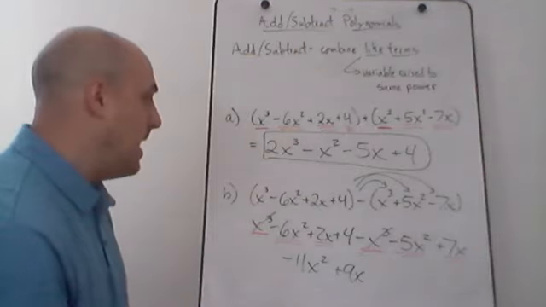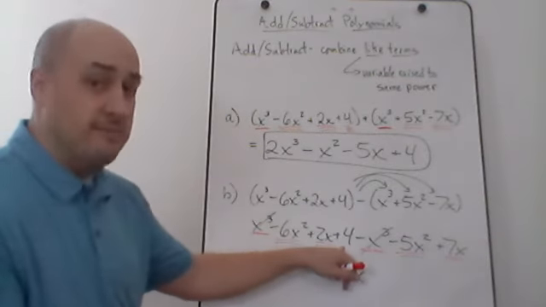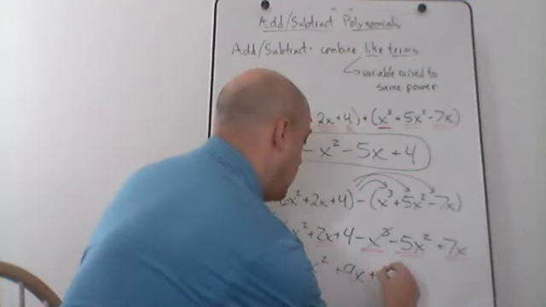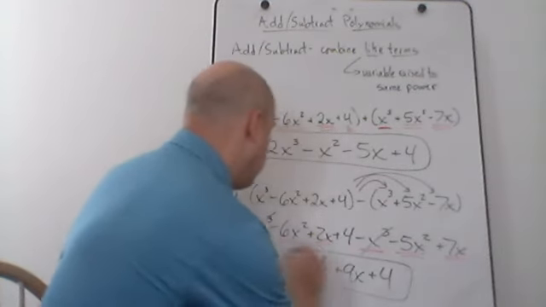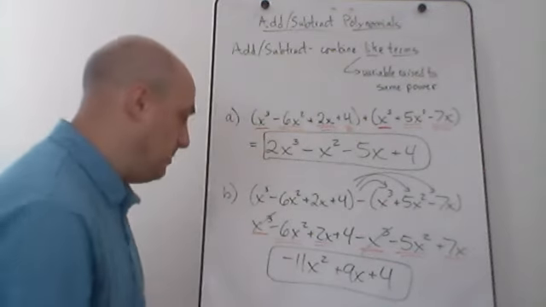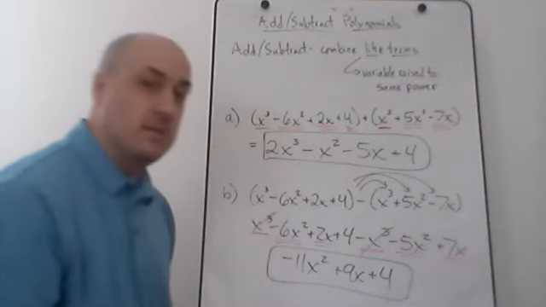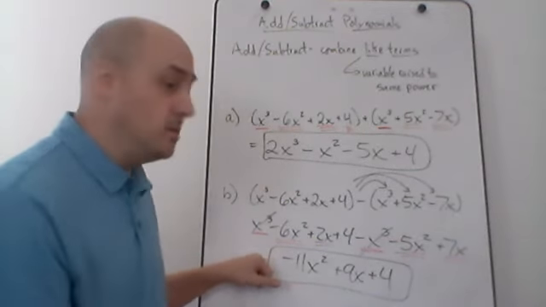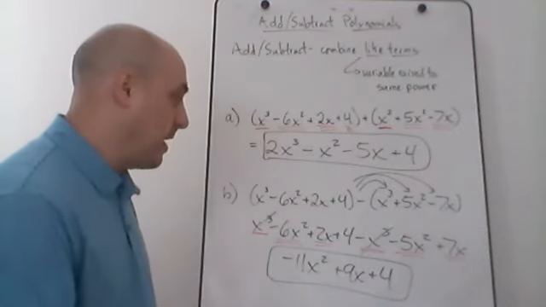All right, and then once again, I have this plus 4 that doesn't have any friends. There are no like terms to combine it with. So I just keep that plus 4 on there. It's always kind of sad when you have a number that doesn't have any friends to combine with, but numbers don't really have feelings, so you don't have to worry too much about it. I don't think the 4 cares.